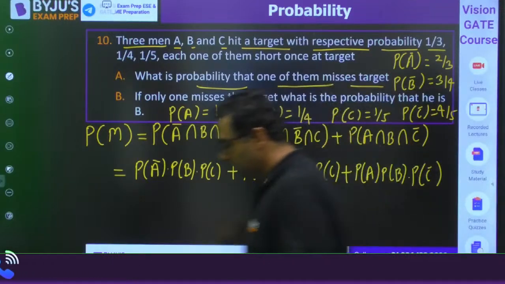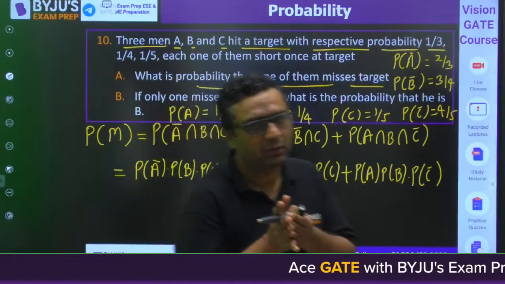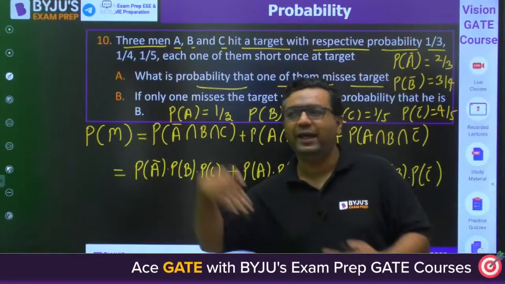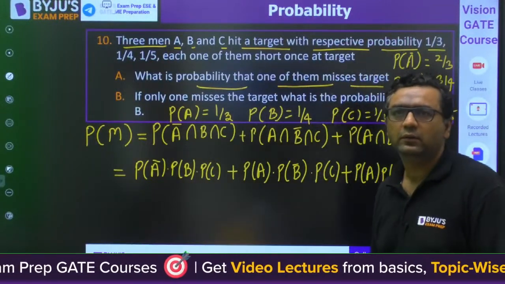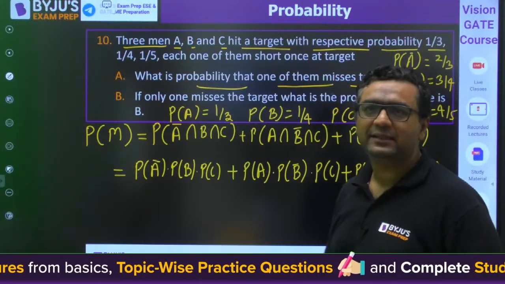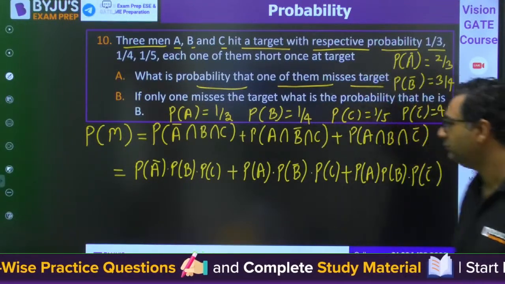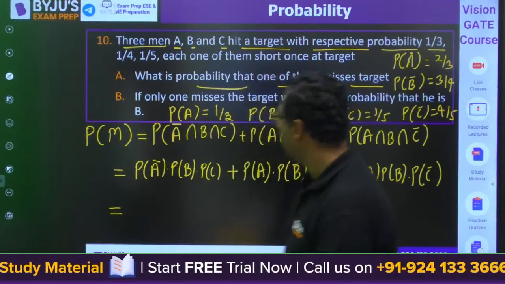Is it clear? When a person is shooting, if nothing is mentioned, when A is shooting, B is shooting, C is shooting, they are not depending on each other, no? Okay, aspirant is saying 9 by 60. Why are you not saying 3 by 20?